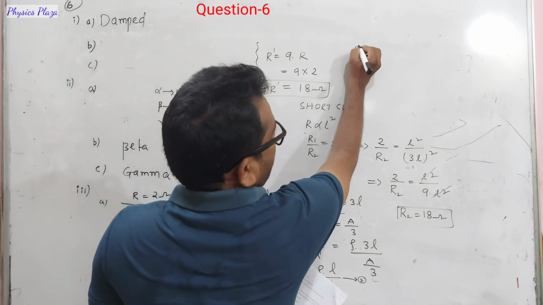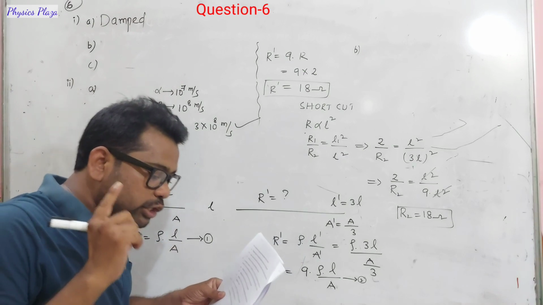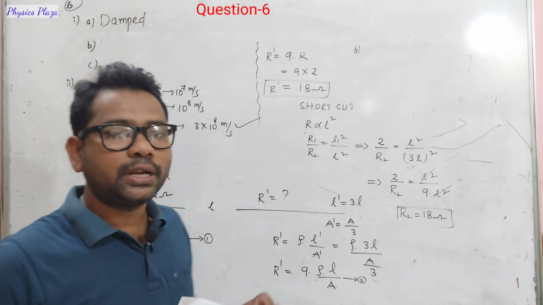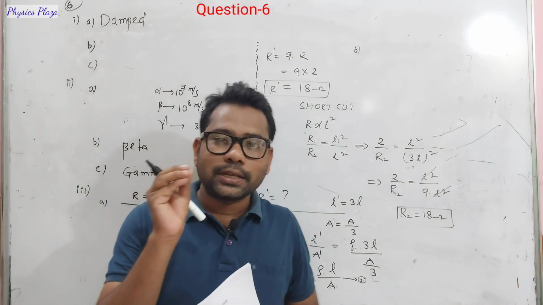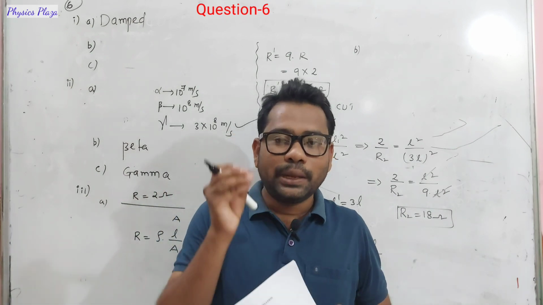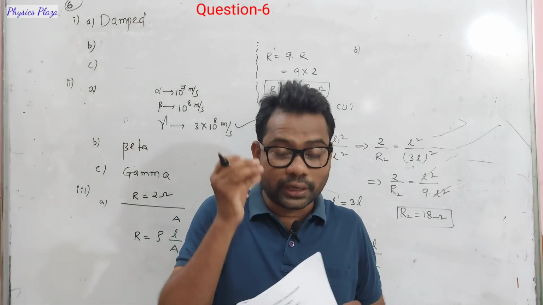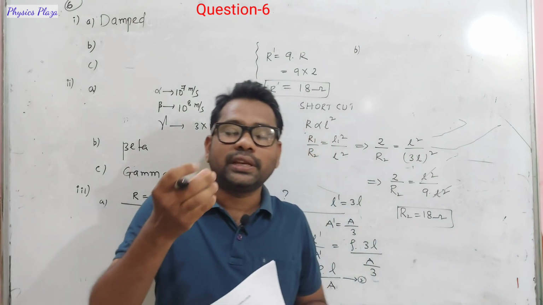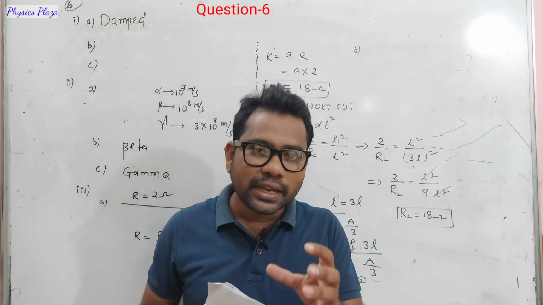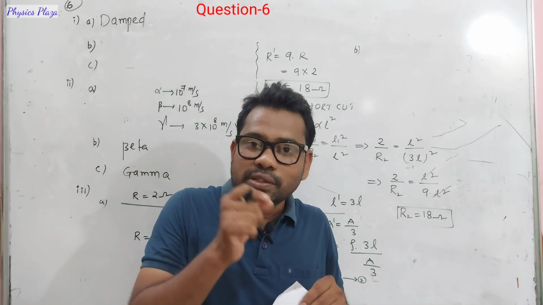Now third bit B. What happens to the specific resistance of the wire? Children, specific resistance does not depend on dimensions. It depends only on the temperature and the nature of the material. As long as the nature of the material is the same, dear children, specific resistance is the same.